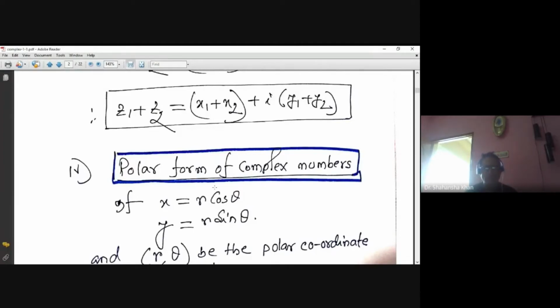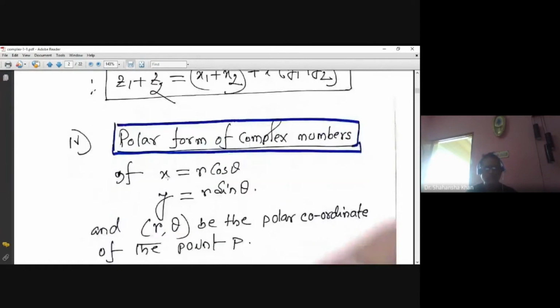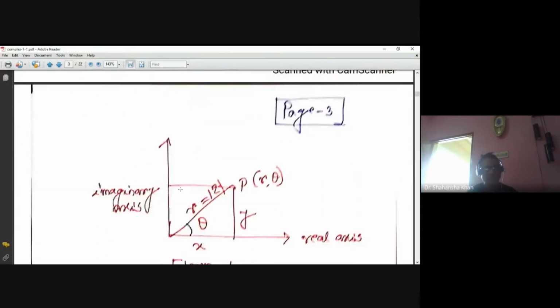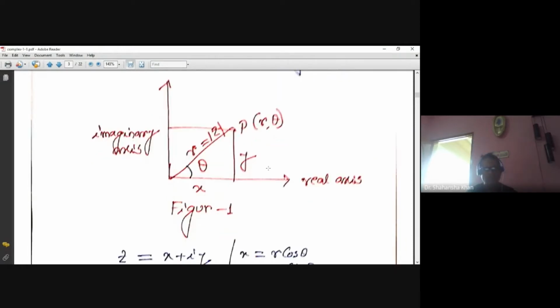For the polar form of the complex number, suppose you want to convert to polar form. We know x equal to r cos theta, y equal to r sin theta. If you want to convert to r and theta, this is the graphical representation: x axis is the real axis, y axis is the imaginary axis. This is x, this is y, this is theta, and the modulus is r.